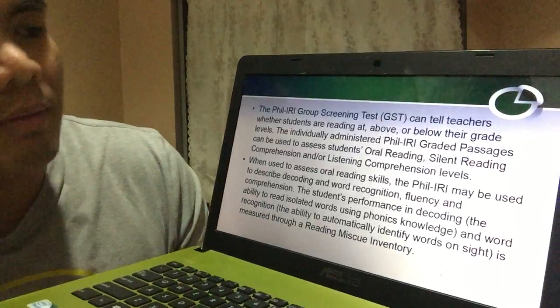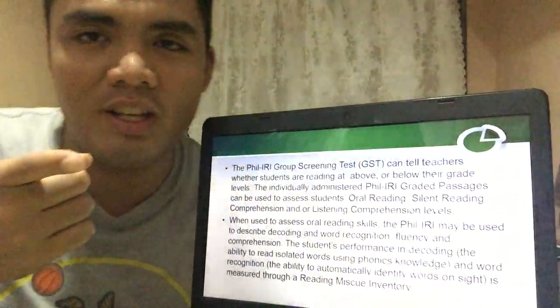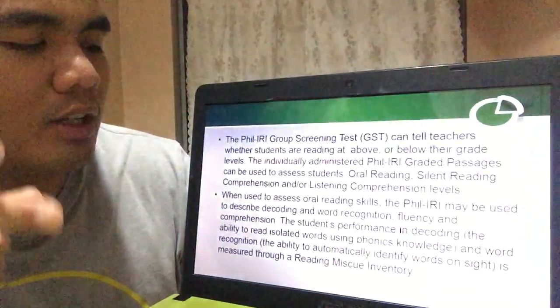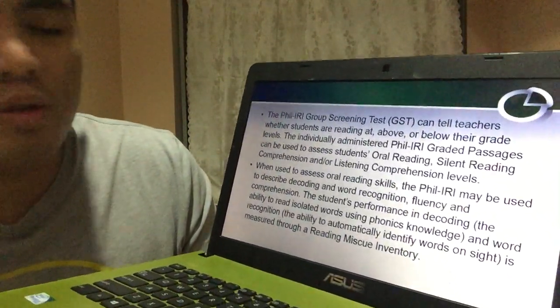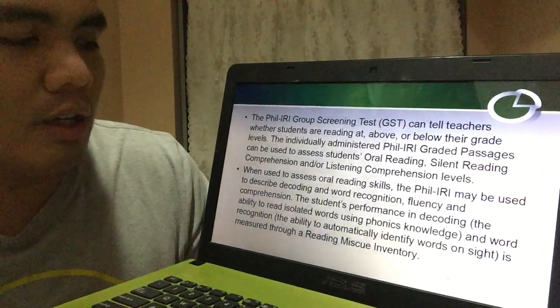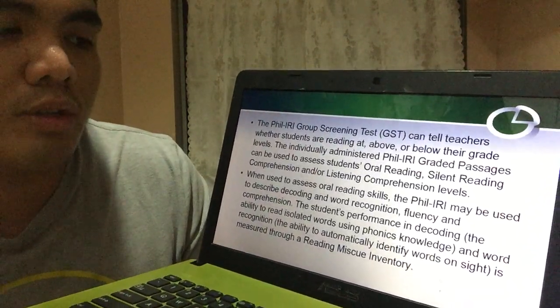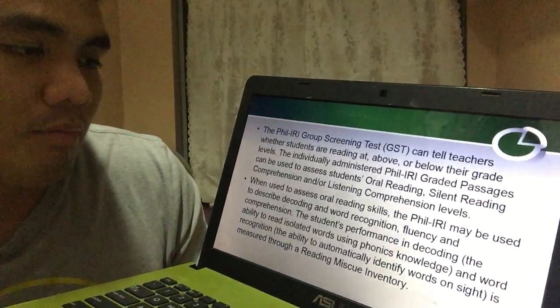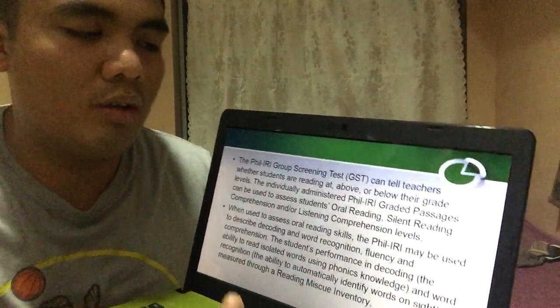The individually administered PHIL-IRI graded passages can be used to assess students. First is oral reading, reading aloud, silent reading, comprehension, and listening comprehension levels. When used to assess oral reading skills, the PHIL-IRI may be used to describe decoding and word recognition, fluency, and comprehension. The student's performance in decoding and word recognition is measured through a reading miscue inventory.